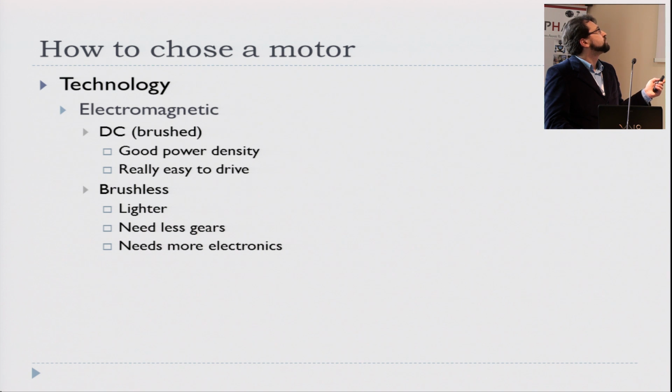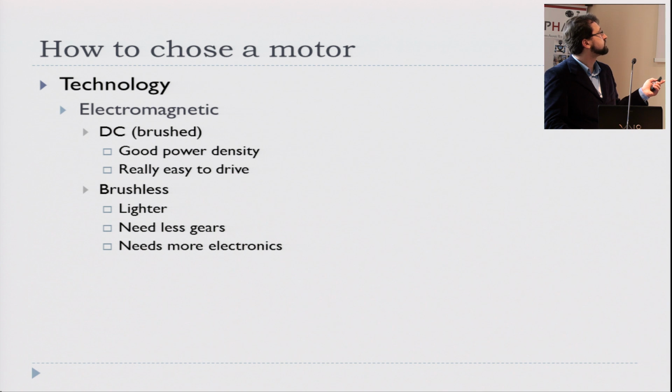If you want to choose electromagnetic, you have a lot of possible systems, but usually in robotics, what most people use is brushed or brushless DC motors. The brushed DC motors have a good power density, and they are really easy to drive. I mean, it's the simple kind of motor that you know about.